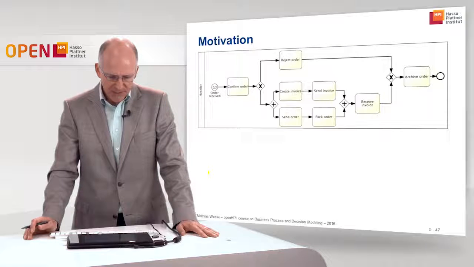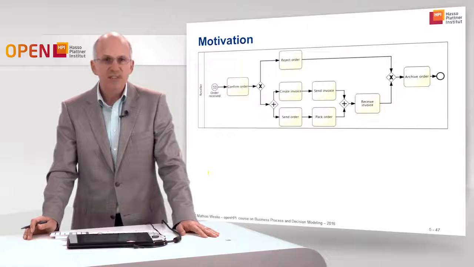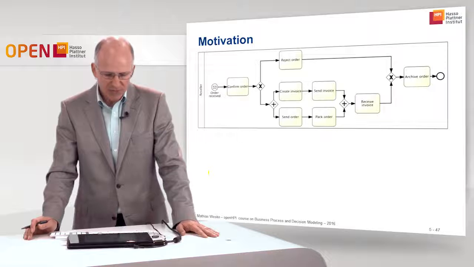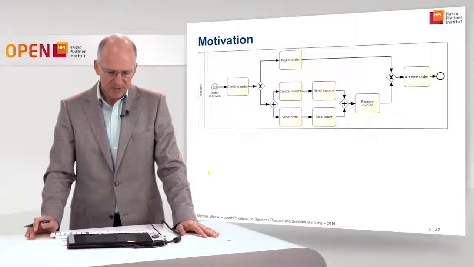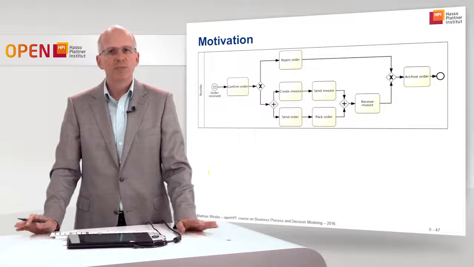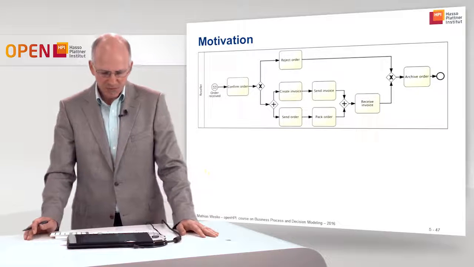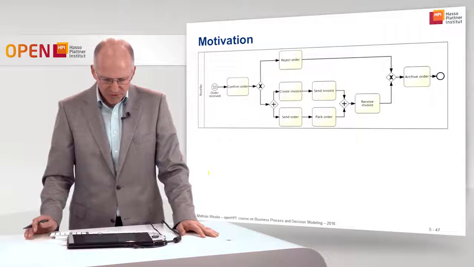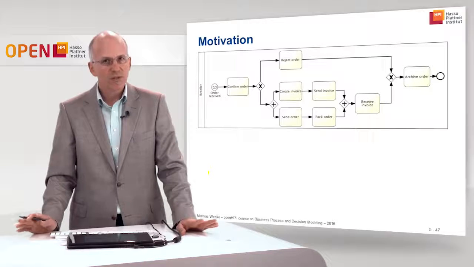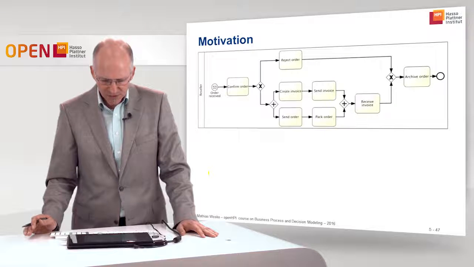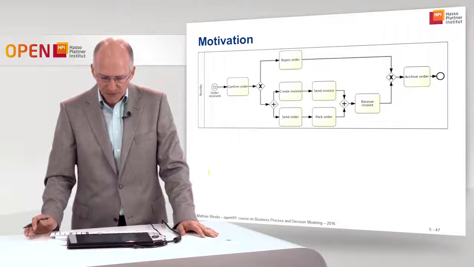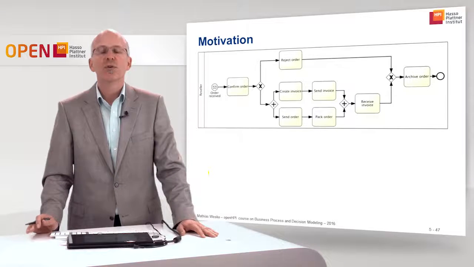So let's look at this process where a reseller has the event order received. It's the start event of this process. And the receipt is confirmed. So confirm order means always I confirm the receipt of this order. Then we have a decision to reject the order, or in the other case, when we accept the order, we have two concurrent branches: create the invoice and send the order, and pack the order. Then we receive the invoice and we archive the order at the end of the day.